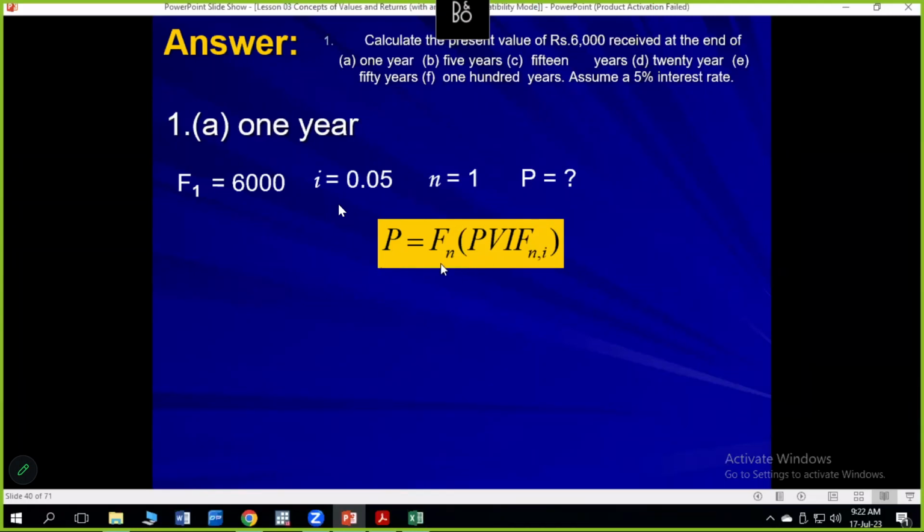So it is better you practice using this method rather than using a calculator, because when you are using a calculator, there is a rounding up problem coming. So you want to spend time on that also. So better you apply this formula. Fn, the basic formula, then you substitute there. Fn is F1. Then the present value factor you want to identify for 1 year at 5%.